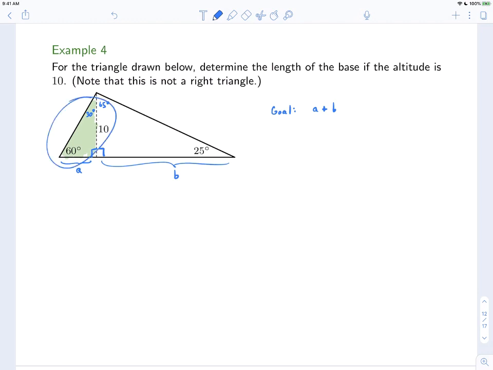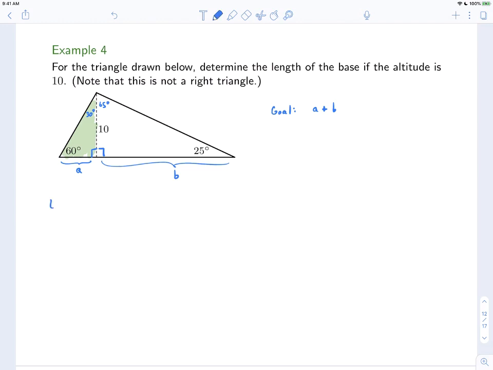So here we have a right triangle, and we want to determine the length of the base given the length of this altitude. In terms of this angle, 60 degrees, we want to find the length of the adjacent side, and we know the length of the opposite side. So the trigonometric function that links the adjacent side to the opposite side is the tangent function.